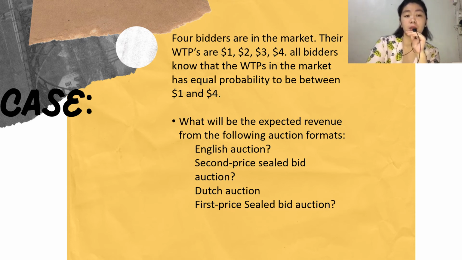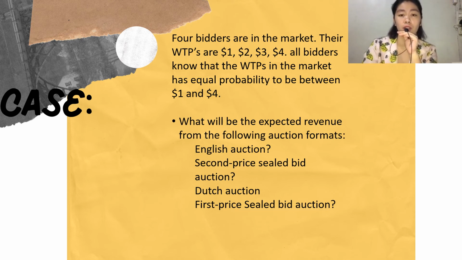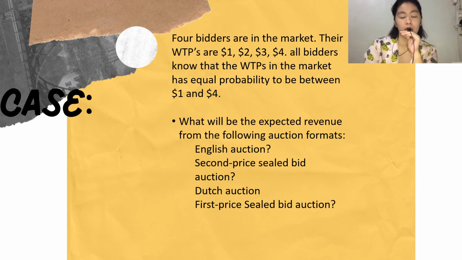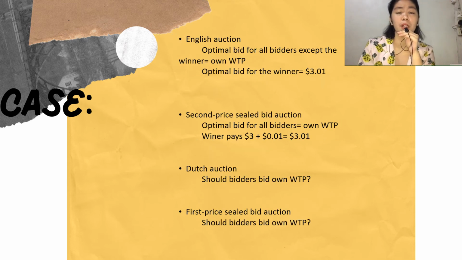The first format is the English auction. Next is the second price sealed bid auction. The third one is the Dutch auction, and the last is the first price sealed bid auction. For the English auction, the optimal bidding strategy for all bidders except the winner would be to bid their own willingness to pay.